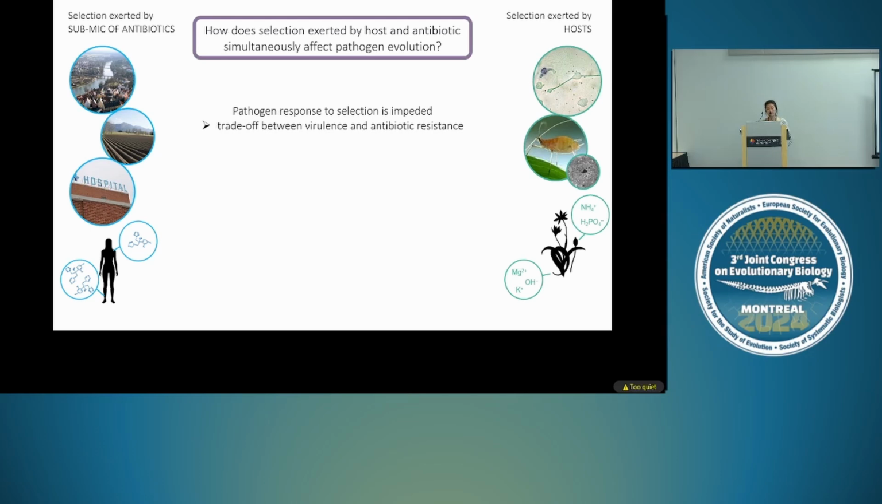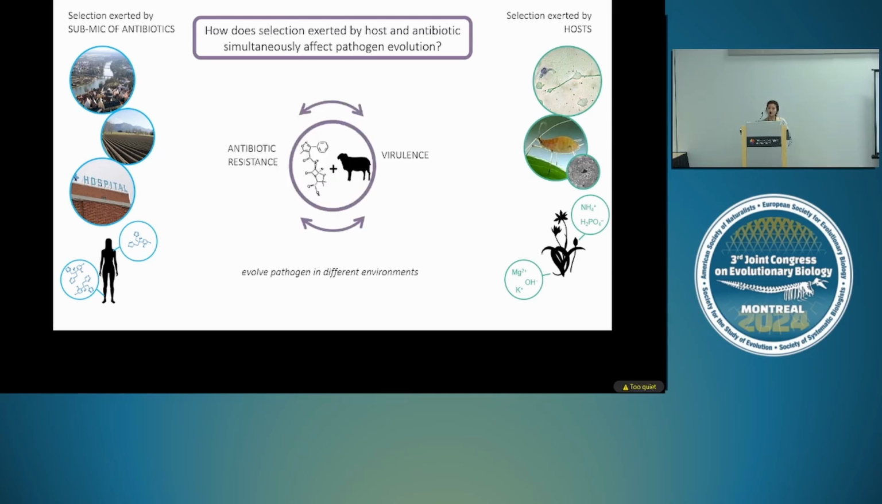Our prediction is that when both the host and sub-MIC antibiotics are acting simultaneously, there would be a trade-off between virulence and antibiotic resistance because the pathogen response to selection is impeded. Or alternatively, these two selective pressures could actually interact synergistically and facilitate pathogen adaptation. And the two traits we're interested in are virulence and antibiotic resistance and how they evolve in response to one or both selective pressures. And so to test our prediction, we evolved a pathogen in different environments.